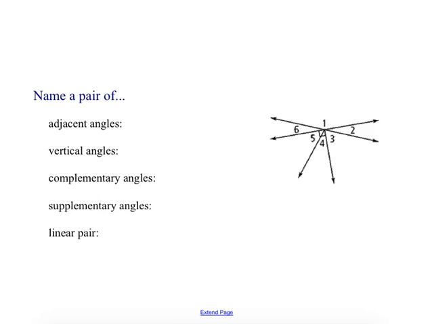Name a pair of adjacent angles. So remember, they share a side, so pick any 2 angles that share a side. I'm going to do angle 2 and angle 3. Name a pair of vertical angles. Remember, you're looking for straight lines here, so I'm going to do angle 6 and angle 2.